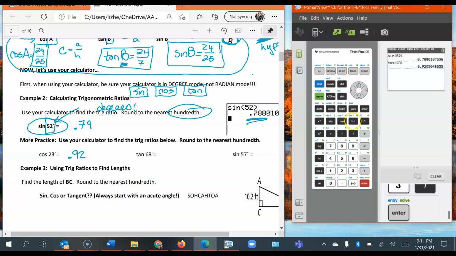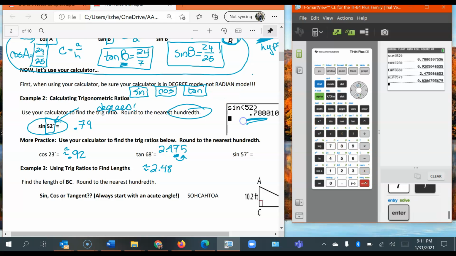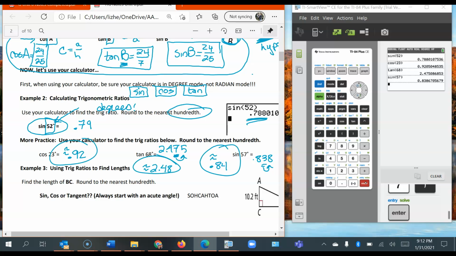Tangent of 68. So we hit tangent 68, close your parentheses, enter, and we get 2.475. But we want to round to the hundredths, so there's my hundredths place. I look ahead of it, I have to go up. So this is 2.48. These should be approximates because we're rounding all of these. Sine of 57, and we have 0.838. Here's my hundredth place. Look behind it, and we have 0.84. And this would be that one, this one, and that one.